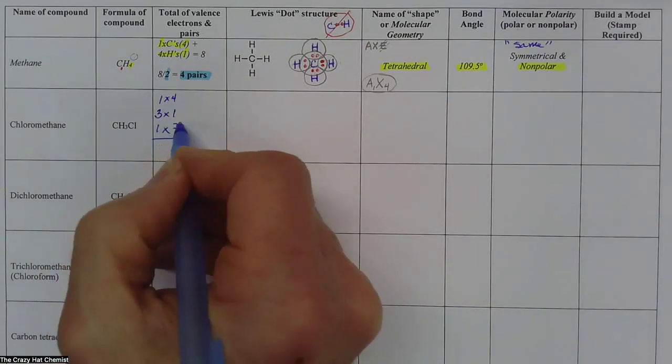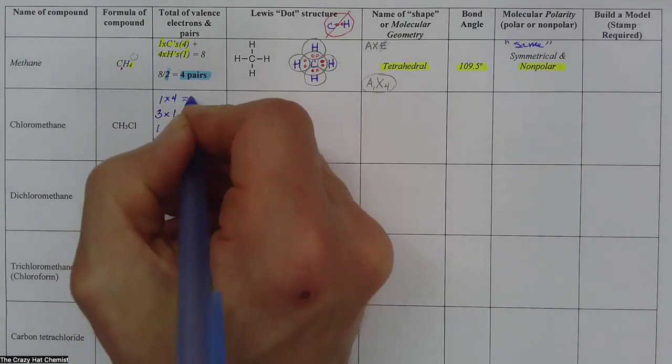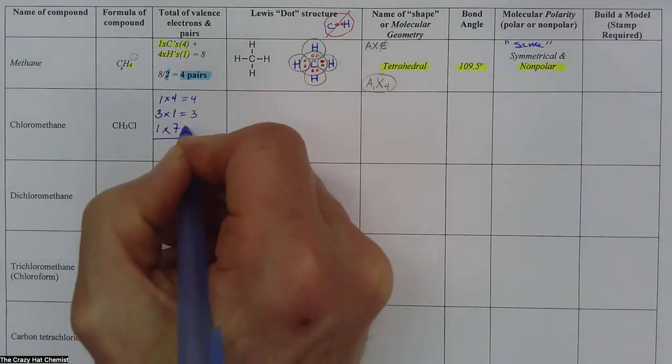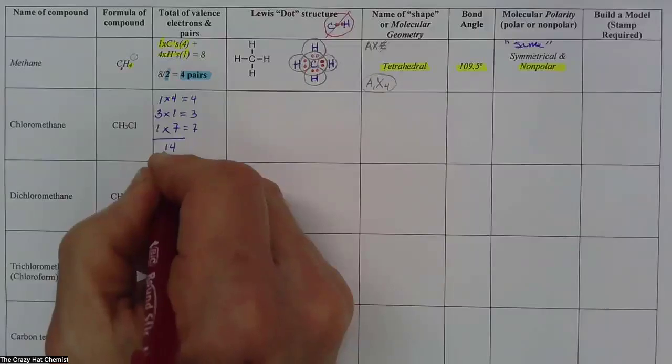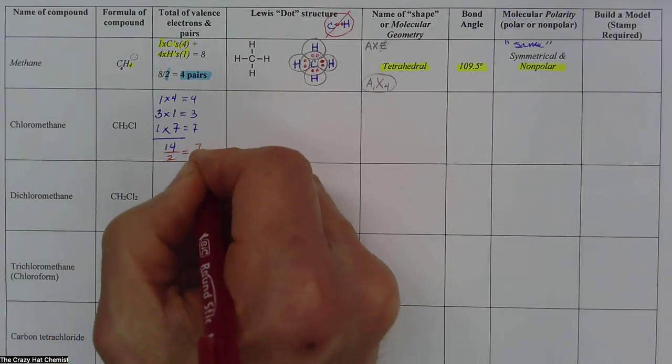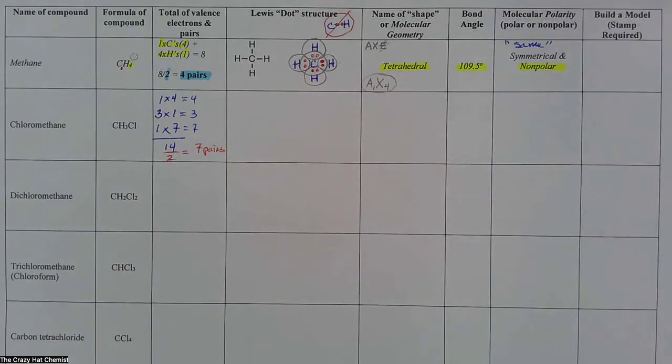We're going to do the multiplication here, then we're going to add them up. So that's 4. That's equal to 4. That's equal to 3. That's equal to 7. We're going to add these up here. That's equal to 14. And what do we always do? We always divide by 2. So that will be 7 pairs. We work with pairs. That's the simplest thing to do.